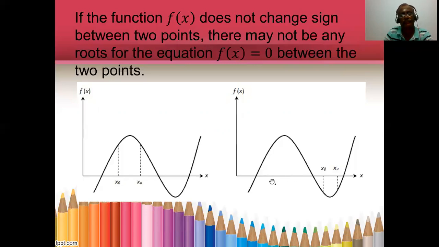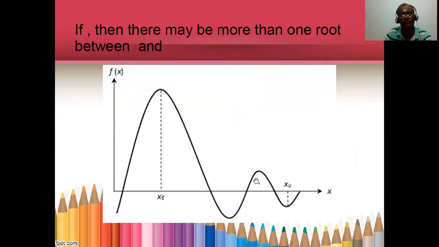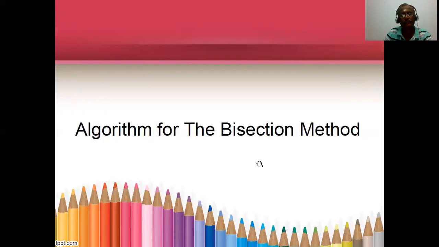So in this way, if you draw the curve, and the curve changes from negative to positive or positive to negative, then there is at least one root between these. Here, there will be more than one root. This is one root, 2, 3, 4, 5 roots. For this kind of equation, there will be 5 roots. But from this method, we can find only one of the roots of the equation. I'll discuss how to find the roots of the equation by the bisection method.